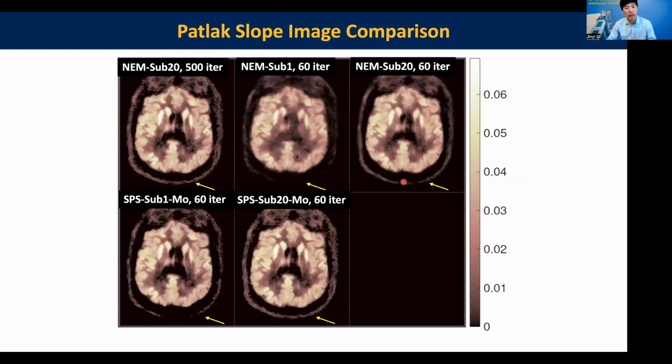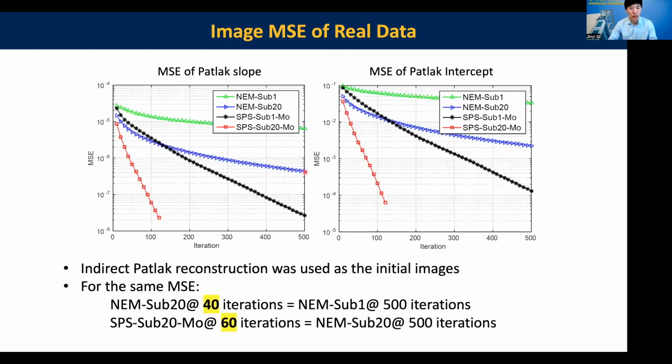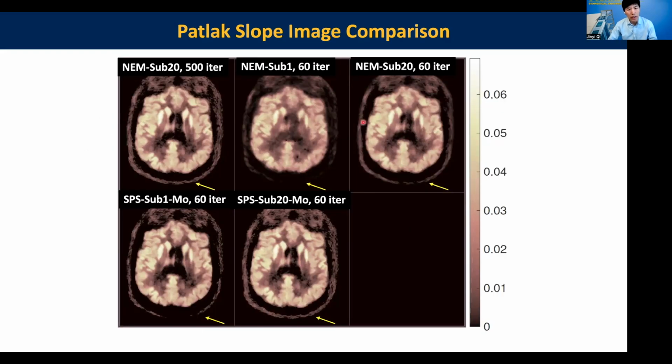We can also compare the images. This is the Patlak slope image. The slope image actually converges faster, so you don't see much difference between them. Let me just explain. The first image is the 500 iterations of the nested EM with 20 sub-iterations. This is what we use as a reference. Essentially, that's corresponding to this point over here. And all the other images are 60 iterations, so the original EM with 60 iterations.